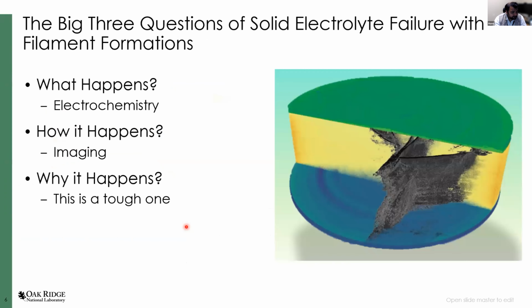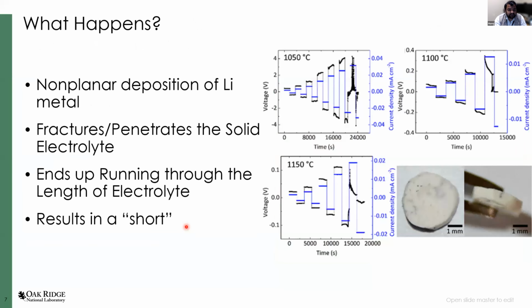And so we are trying to ask three major questions with solid electrolyte failure. The first question is what happens? And we can kind of sort of answer this with electrochemical approaches that we use. We can also ask the question how it happens, and that is something that we kind of sort of answer with imaging, so we can see the progression of how things fail as we cycle the battery. But the toughest question we've so far asked is why it happens, and this is a tough one, and we don't really know the answer to it.